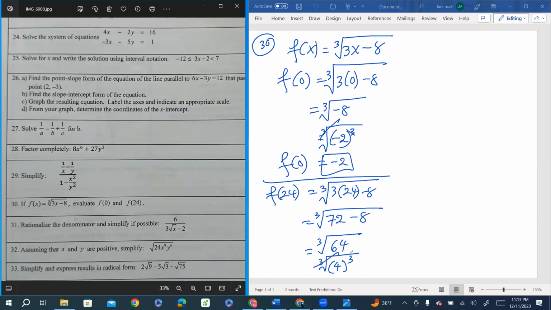So cube root of 64 is actually 4, okay? Not 8, but cube root of 64 is 4. So f of 24 is 4. Let me check these answers. Number 30, f of 0 is negative 2, as well as f of 24 is 4. That's correct, okay? All right, let's look at the next question.